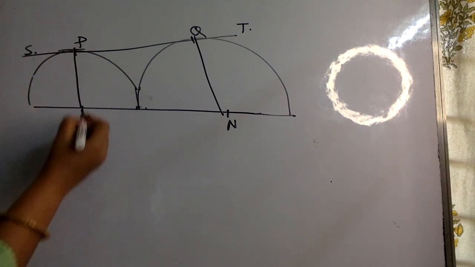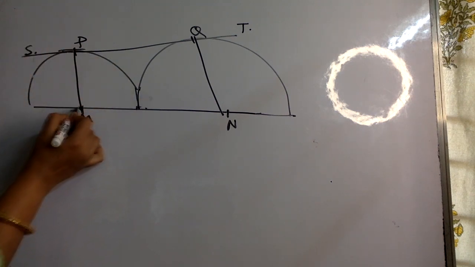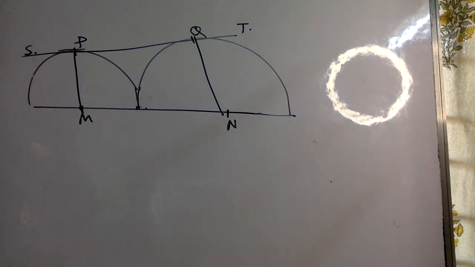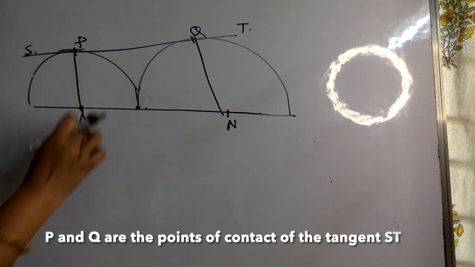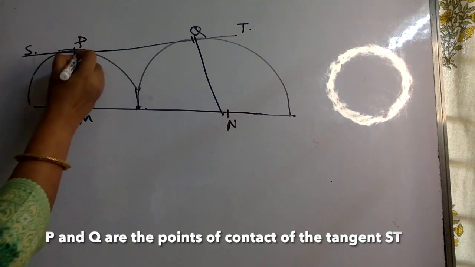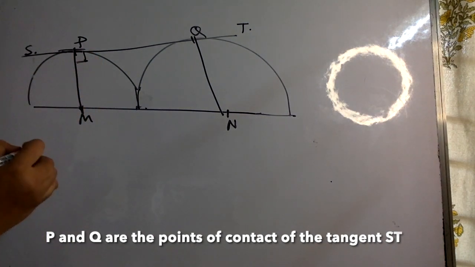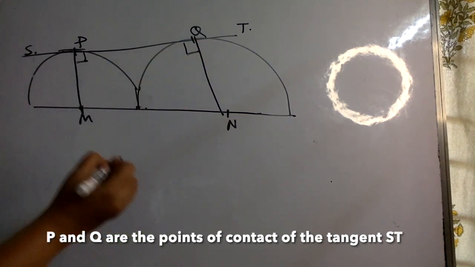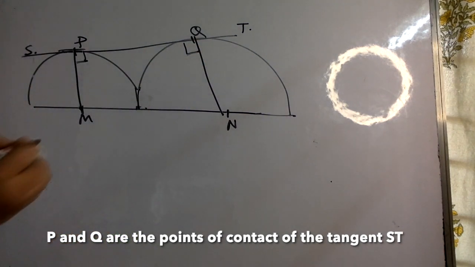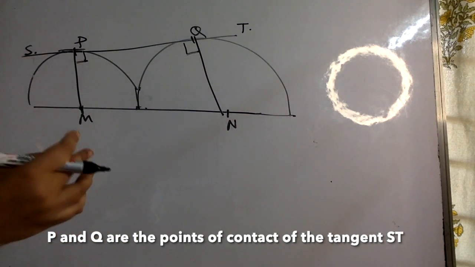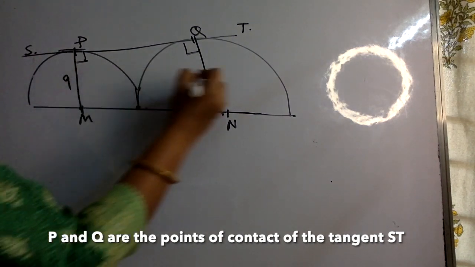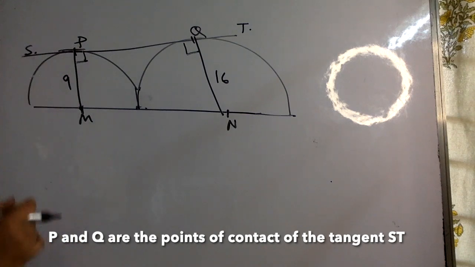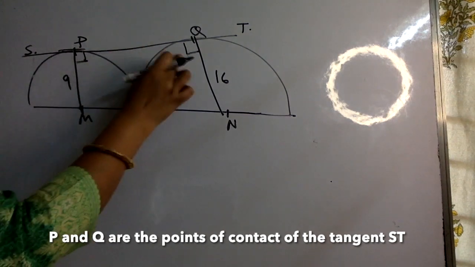Now if the radius is touching the tangent, then the angle the radius and the tangent make is always 90 degrees. So this is always 90. Other than this, at the moment we don't have any other information. So here this is 9 and this is 16, the question has told us. So how to find PQ?